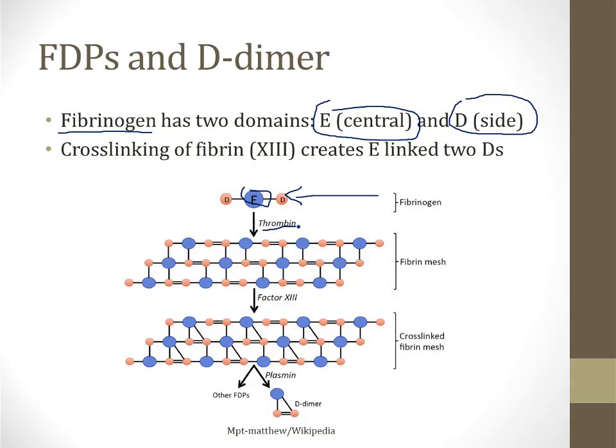When thrombin converts fibrinogen into fibrin, the fibrin molecules begin to link together and form a mesh. Then factor 13 cross-links the fibrin mesh and adds these bonds that I'm circling right here. These are the cross-linked bonds that stabilize the fibrin mesh and make it stronger. When plasmin breaks down the fibrin mesh, it breaks it down into two separate breakdown pieces. One are called the fibrin degradation products. The other breakdown pieces are a special type of degradation product called a D-dimer.